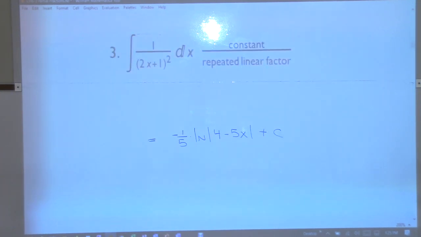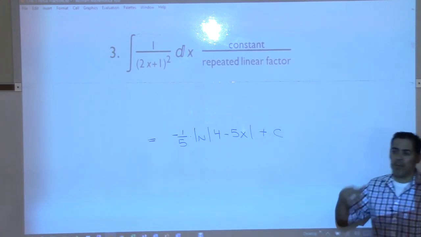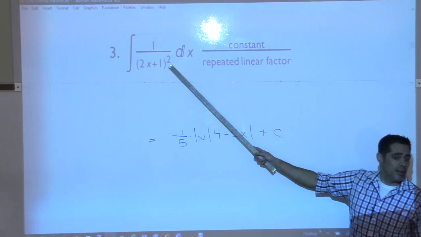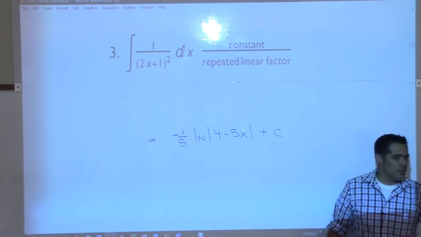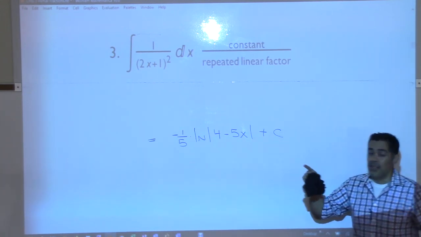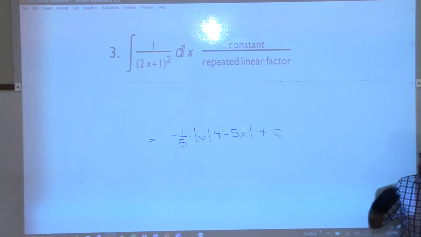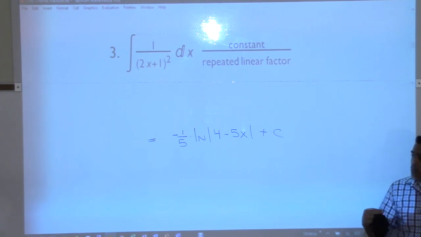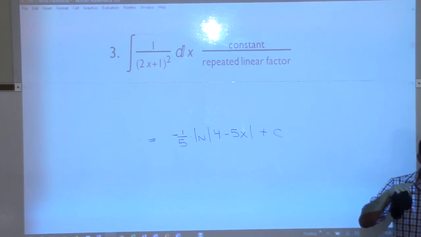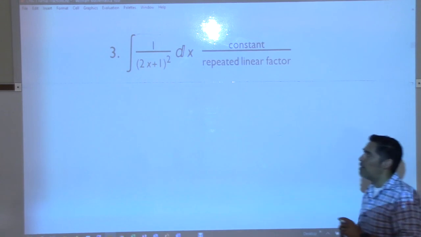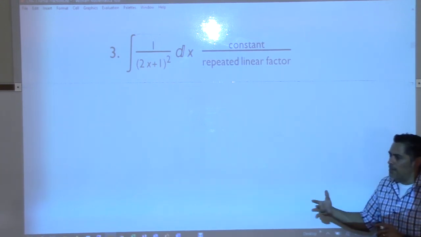What if we have a constant with a linear expression in the bottom, but it's repeated? Repeated meaning I have a power other than 1 here. Maybe it's squared, maybe it's cubed, maybe it's to the 5th power. Well, what I can tell then is that it's not going to be a natural log, because the natural log only works if the bottom was something to the 1st power, right? So let's work through this one by hand, and then let's see if we could have done it without having to write that much down.